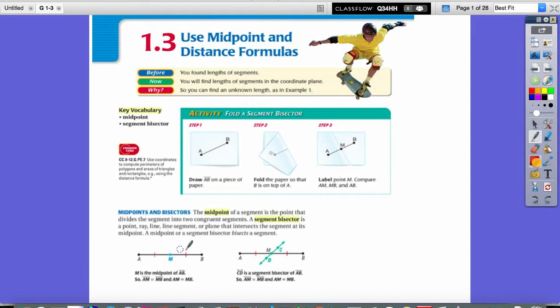So as I talked about yesterday, this mark and this mark show that A to M and M to B are congruent. This line, CD, is going through point M, so it is actually a line bisector. Okay, we'll call it a segment bisector, but a segment bisector is actually a name that would work for a point, ray, line, segment, or plane.